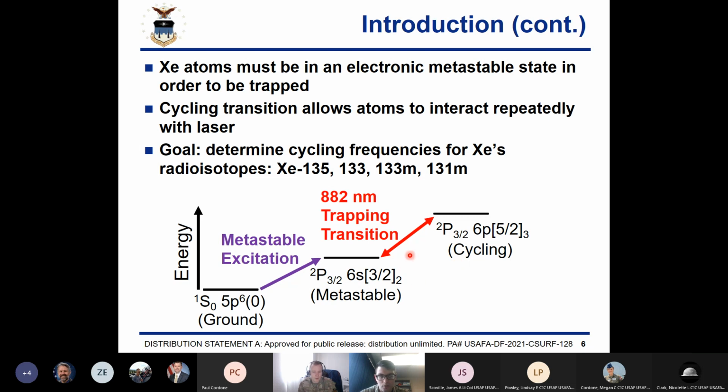And in so doing, the xenon will lose a little bit of its momentum and be cooled. And because the metastable state is so long-lasting, we can drive this transition hundreds or even thousands of times until the xenon is sufficiently cool that we can trap it. And the other nice thing about the cycling transition is it's actually unique to each one of xenon's isotopes. But the only problem is we don't yet know these values for some of xenon's radioisotopes, most notably the ones shown on the screen. So the ongoing goal of our project is to determine these values experimentally.